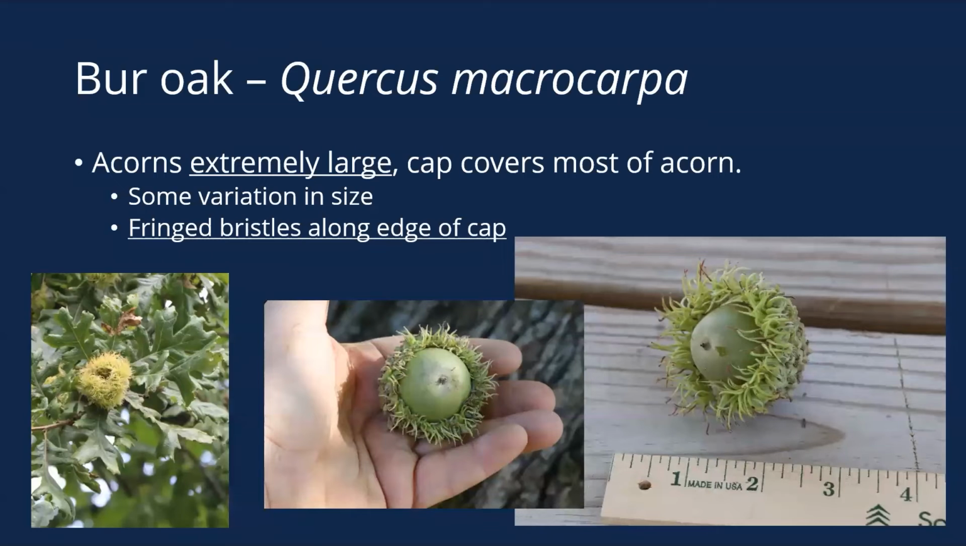But overall, bur oak acorns, the cap covers most of the acorn, and the edge of the cap has these fringed bristles. So there's scales on the cap that are elongated to make the whole thing look fuzzy or fringed along the edge of the cap, and that's really unusual looking, and it really jumps out to you as an easy characteristic to identify bur oak. Really big acorns with kind of that fringe along the edge of the cap.